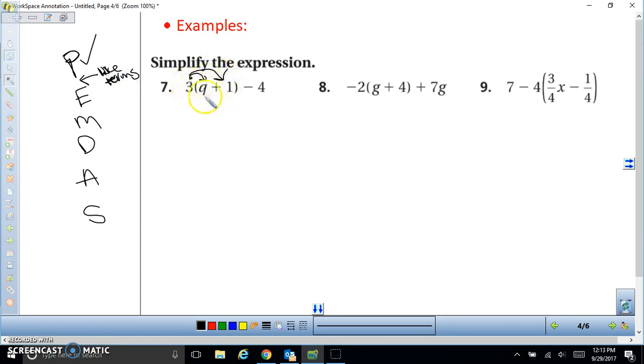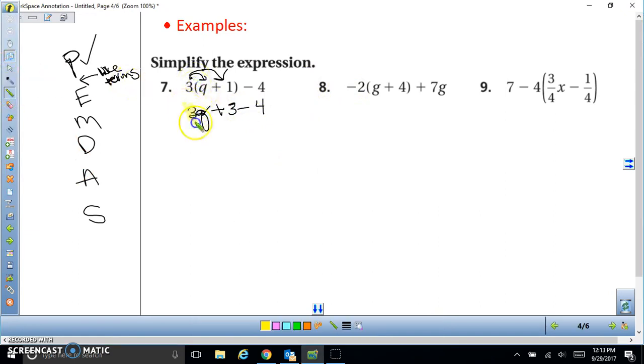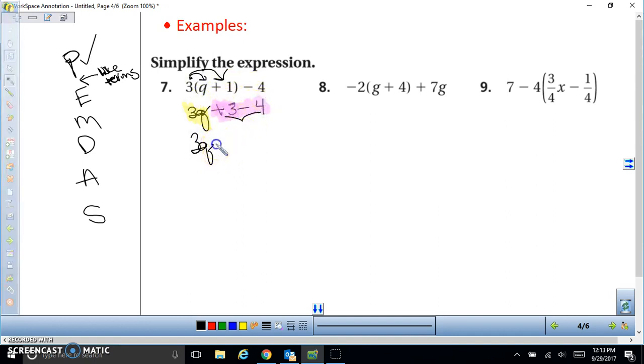So 3 times q is 3q. 3 times 1 is 3, and it's positive because a positive times a positive is a positive. All right, let's identify those like terms. 3q, nothing else has a q. We have 2 numbers that are just numbers, no variables, so those are like terms. Now we're going to combine our 2 pinks together because I highlighted them in pink. Positive 3 minus 4 is a negative 1. So you can write this as minus 1, or you can write this as plus negative 1.